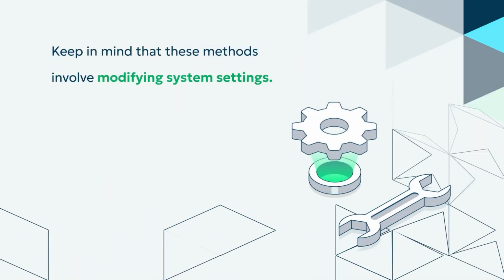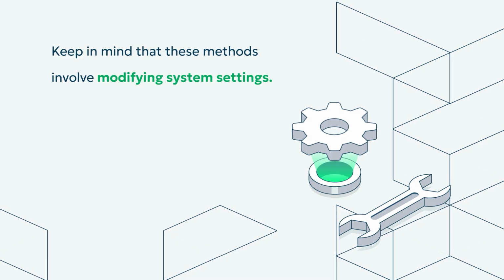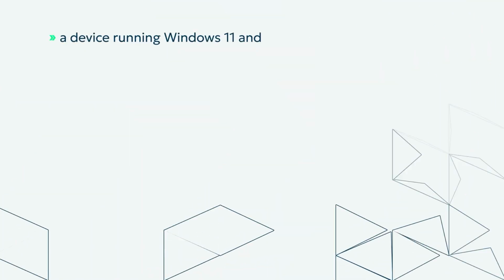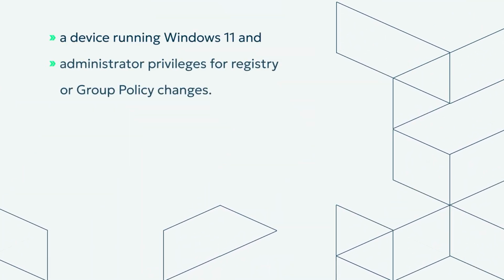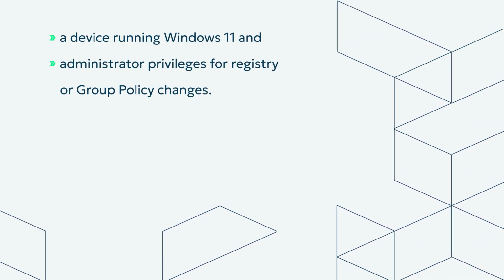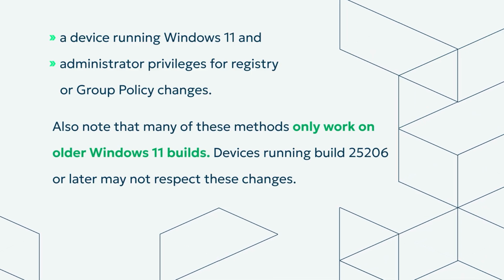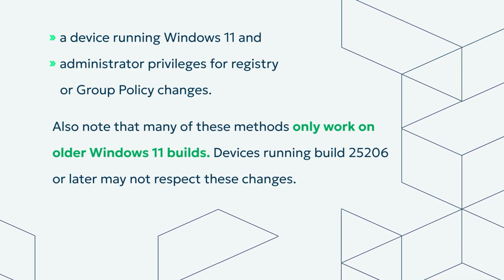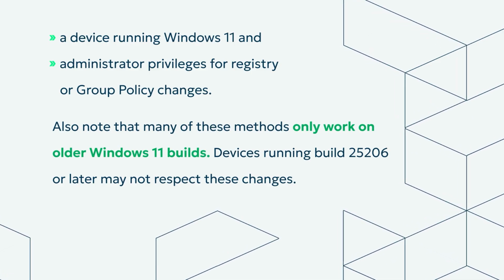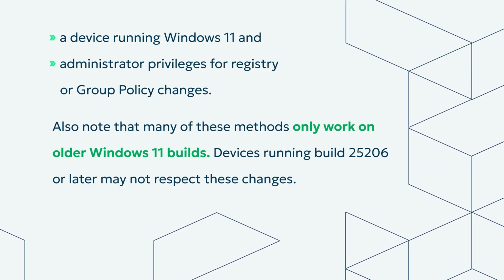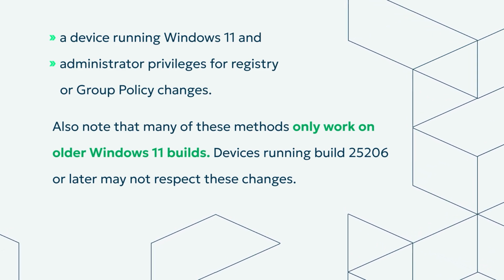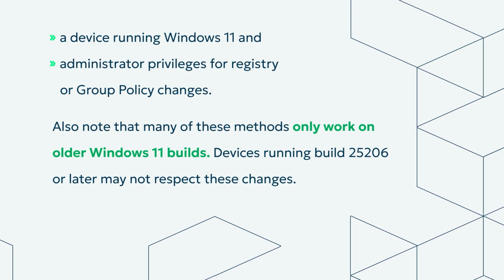Overview and prerequisites. First, keep in mind that these methods involve modifying system settings. You'll need a device running Windows 11 and administrator privileges for registry or group policy changes. Also note that many of these methods only work on older Windows 11 builds. Devices running build 25206 or later may not respect these changes.